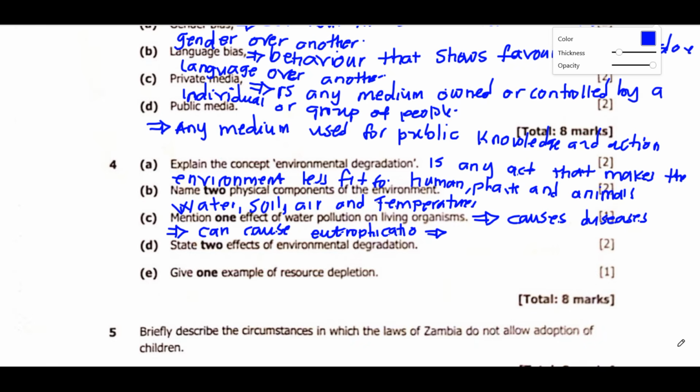Then it can also cause instant death to aquatic animals. For example, chemicals coming from the industries into the river may cause the fish to die. So we can say it can cause instant death to aquatic animals.